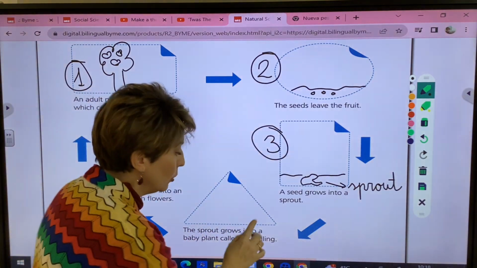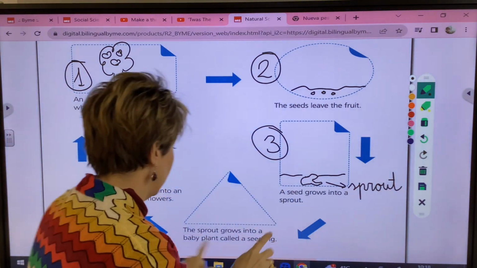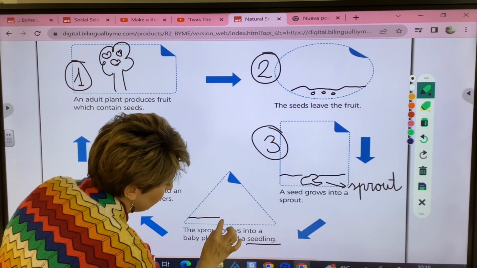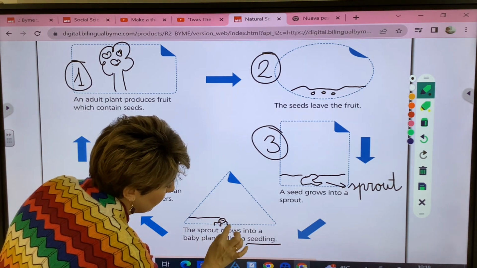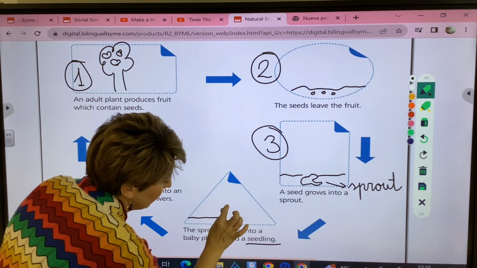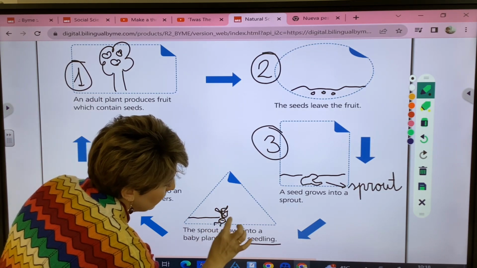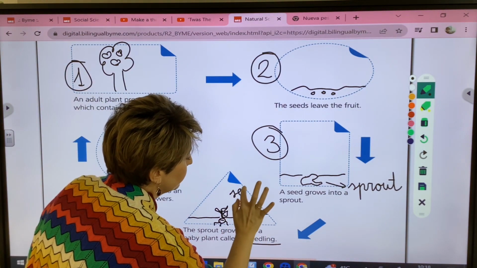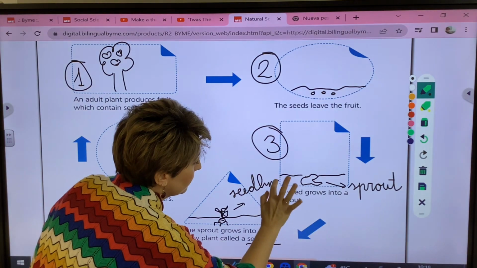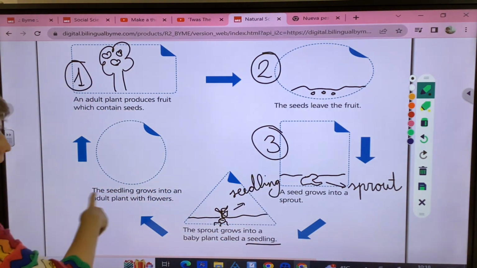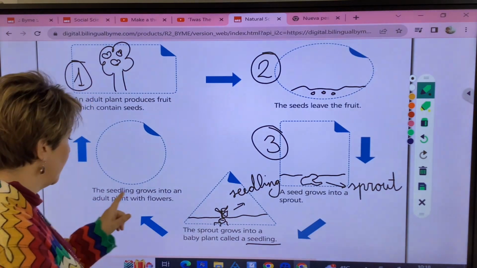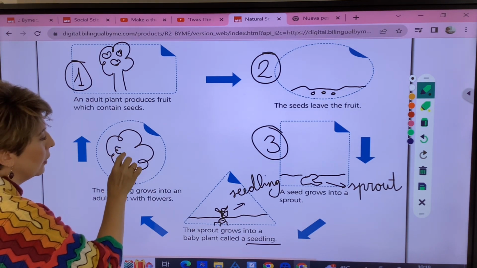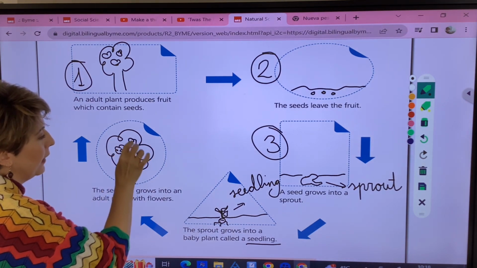Then the sprout grows into a little plant that is called a seedling. This little plant is going to have the seed and little roots, and then a little plant here. This is called the seedling. And then the seedling grows into another plant with flowers. So before having the fruit, the plant is going to have the flowers.